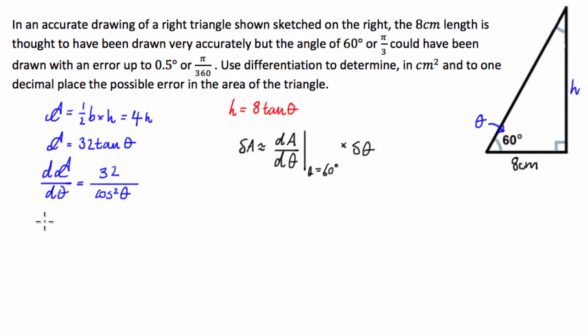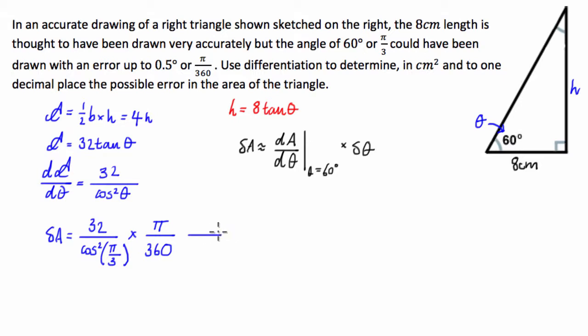And then from here, we're just going to manipulate our formula. So our error in area is going to be approximated by 32 over cos squared of pi on 3 times the error in the angle, which is equal to pi over 360. Cool. And let's just work this out.